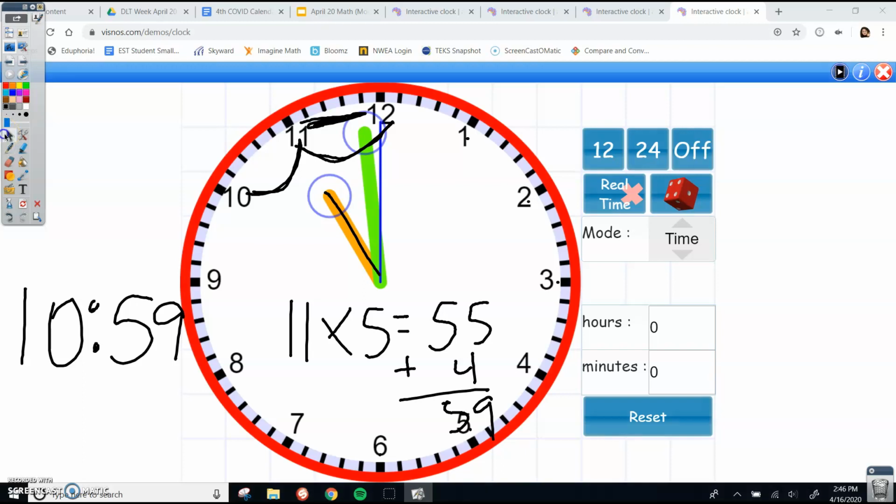All right, guys, I hope this helps make reading an analog clock easier for you.